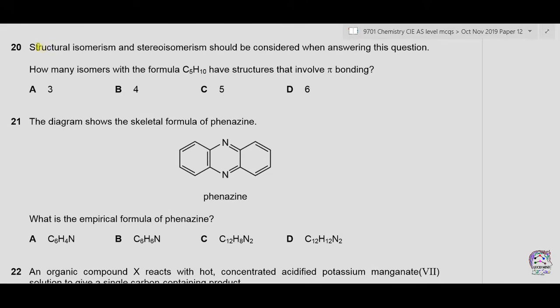Question 20. Structural isomerism and stereoisomerism should be considered when answering this question. How many isomers with the formula C5H10 have structures that involve pi bonding? Stereoisomerism could be cis-trans or optical.